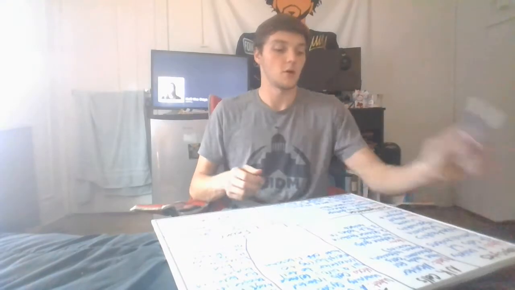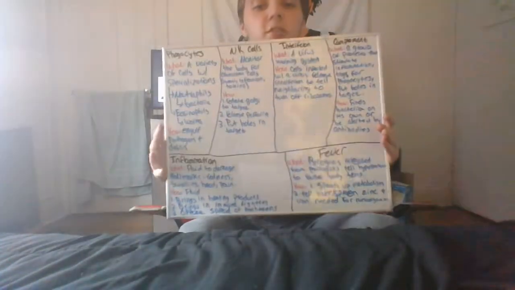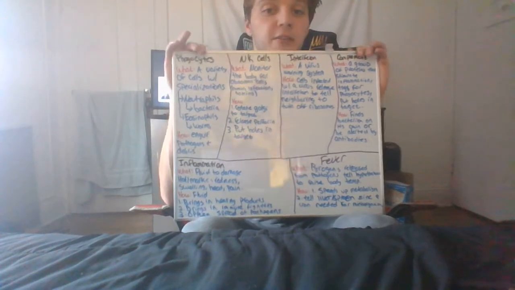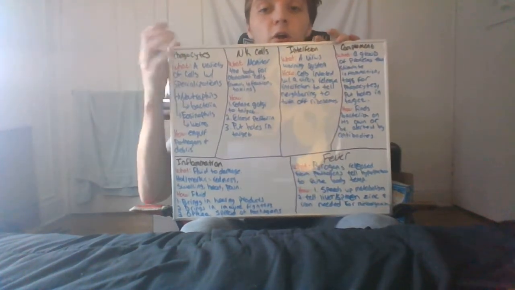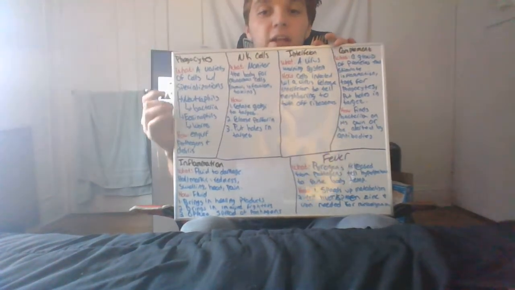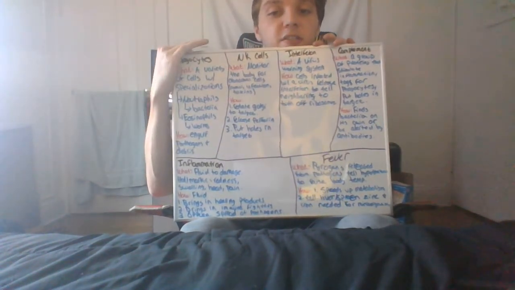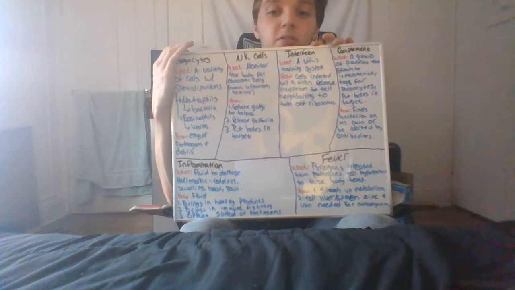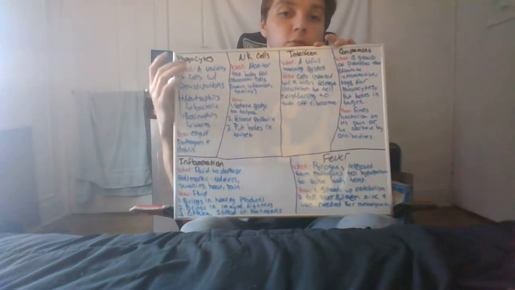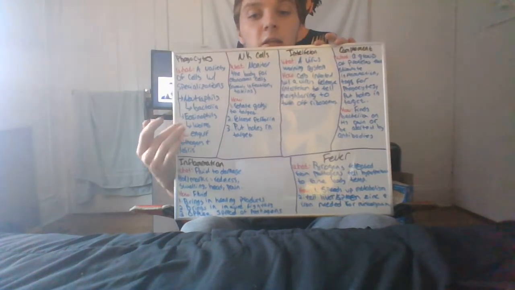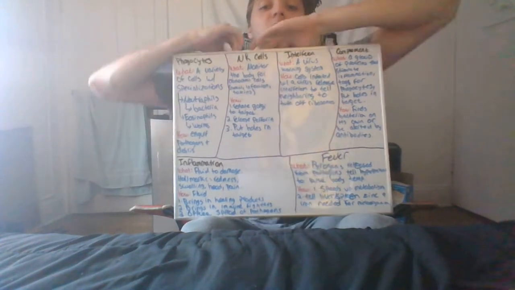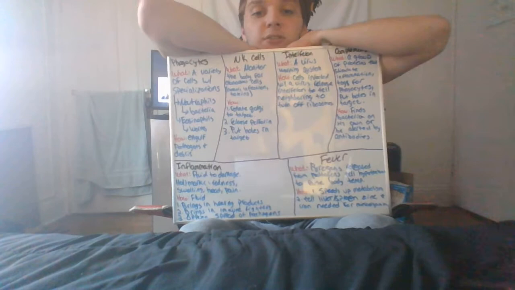It's not as organized as I'd wished, but this is your non-specific immunity, the second line of defense. Again, I'll go through it here. We have phagocytes. So what are they? They are a variety of cells that have specializations, and these specializations are neutrophils and eosinophils. Neutrophils fight bacteria. Eosinophils fight worms. And how does it work? They engulf pathogens and debris.